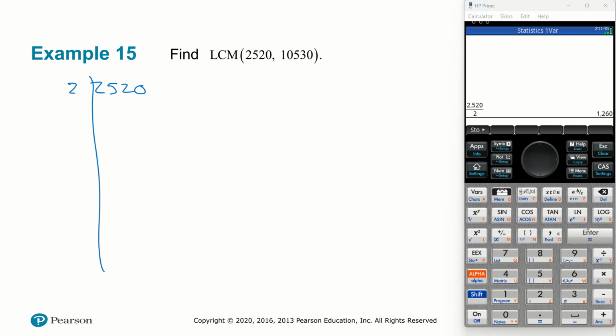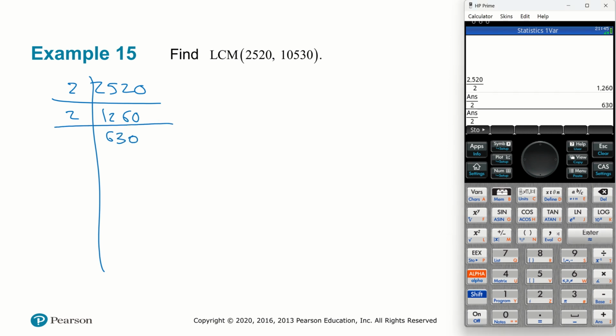So that gives us 1260. It's even again, we can divide by 2 again, so just have your calculator handy. This should be an easy task. We see that it's even again, so we can still stay with 2. So 2 again will give us 315.